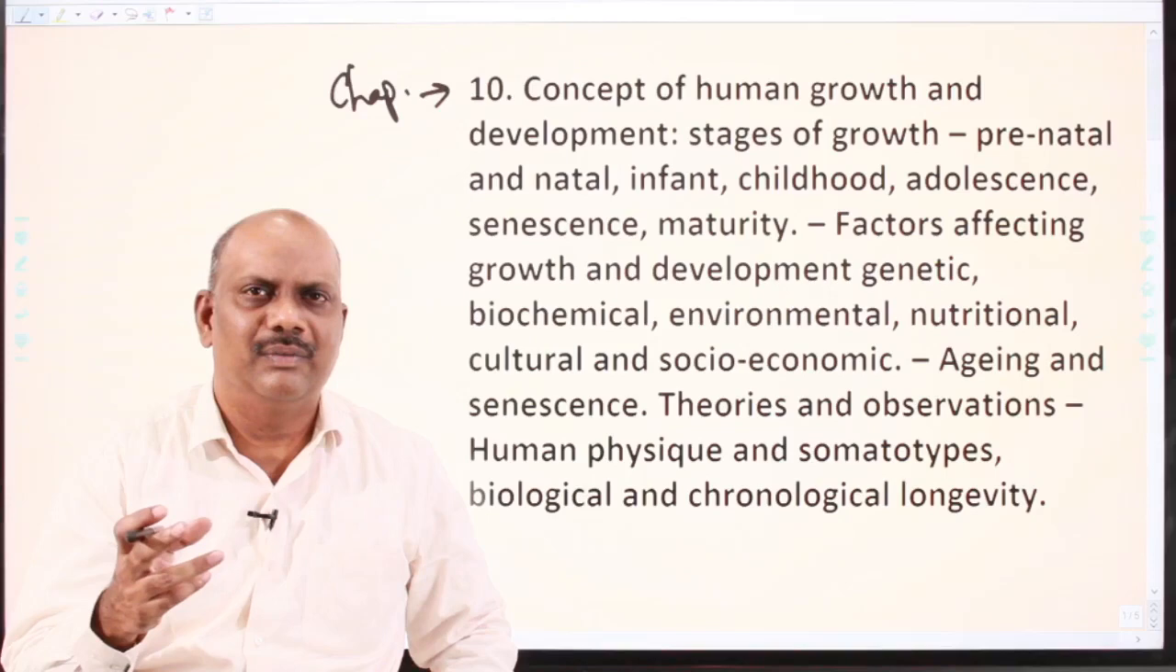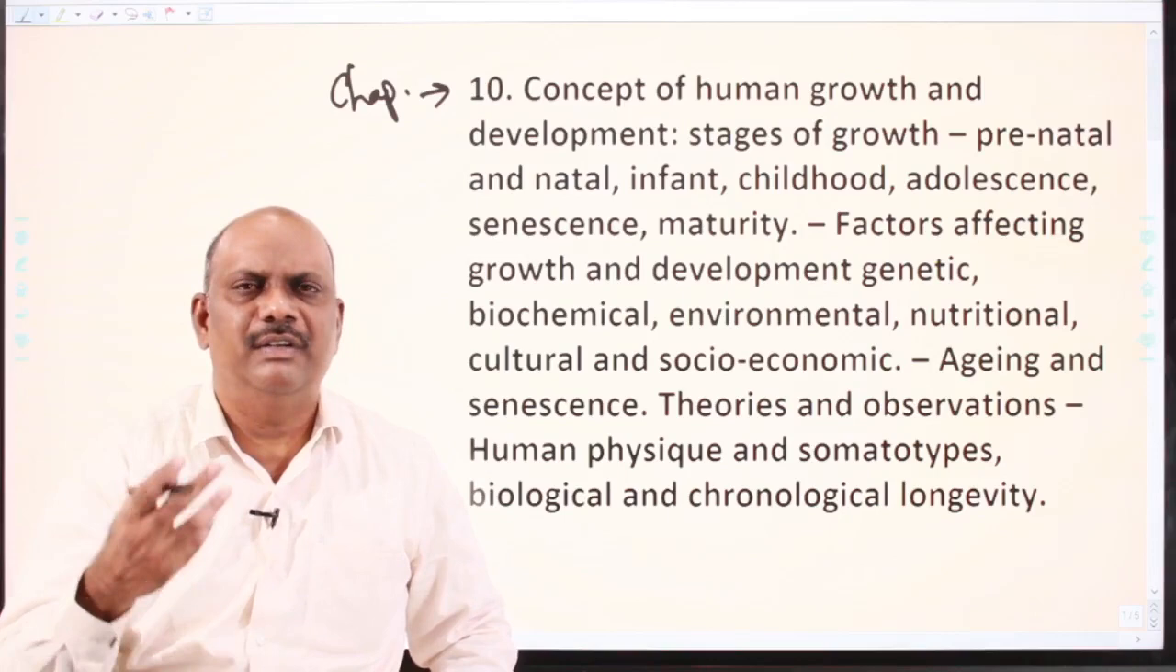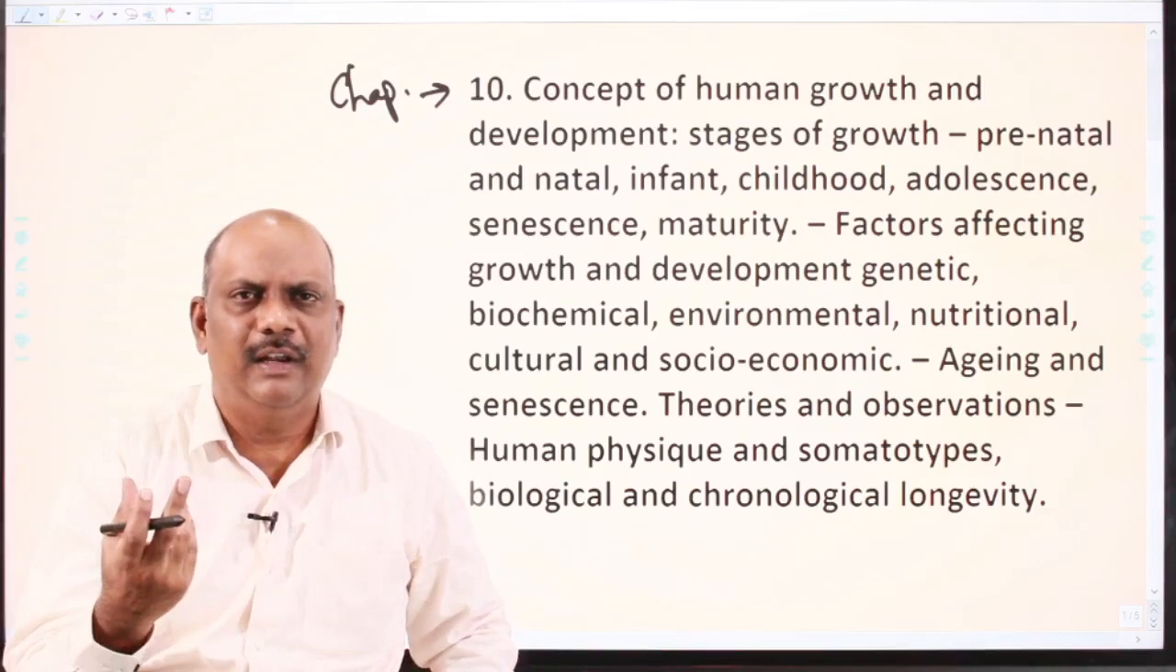So how is human physique classified? What do you mean by somatotyping? Somatotype means a different body physique type, if you are very fat and bulky, or if you are very lean. So how do we classify the human body into different somatotypes?